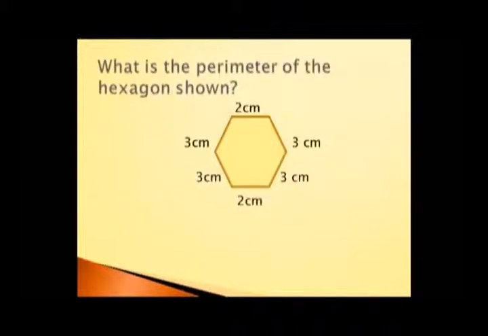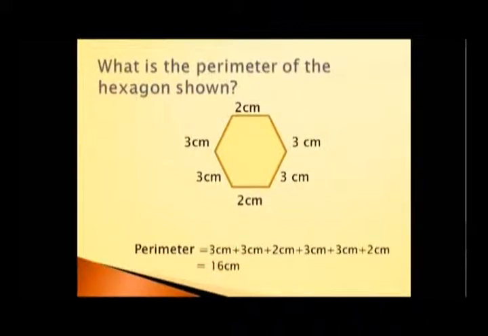What is the perimeter of the hexagon shown? The hexagon is a polygon with 6 sides. Look at the measurement for each side. Calculate your perimeter. I know you can do this. Go ahead. The perimeter is 16 centimeters long.